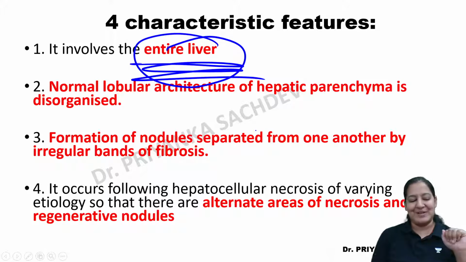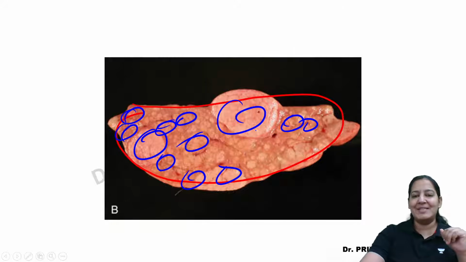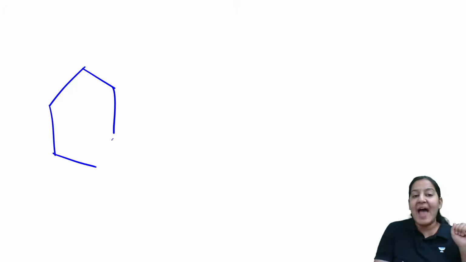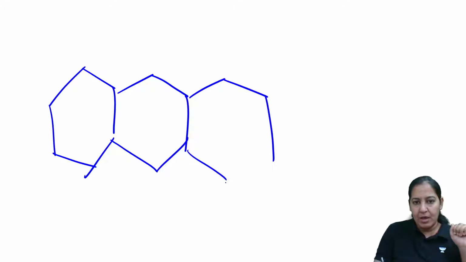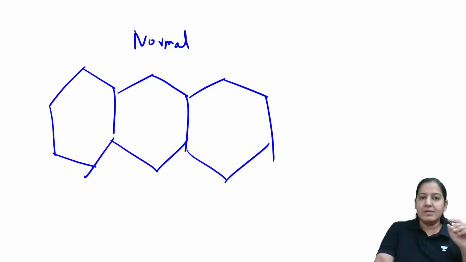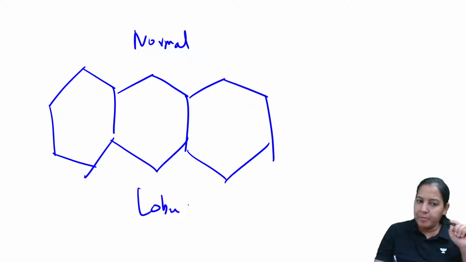Now, what is the definition of cirrhosis? What is the normal architecture inside the liver? As I have told you, inside the liver, hexagonal lobules are present, right? This is the normal liver, the normal lobular model.